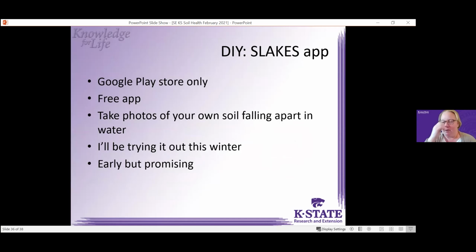I wanted to end here talking about the SLAKES app. This is an interesting app you can get for your phone. You can take pictures of your own soil falling apart in water. You put soil in a shallow dish of water, and then you hold your phone suspended over. I set it on a stack of books. You watch the soil fall apart in water, and you can give it a test yourself. I'm trying it out, and it's early, but it's promising. So it's citizen science, at home science, and especially if you have people in need of a science fair project, it's a pretty cool thing.